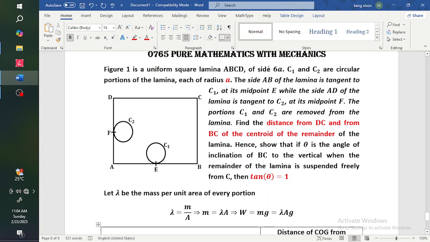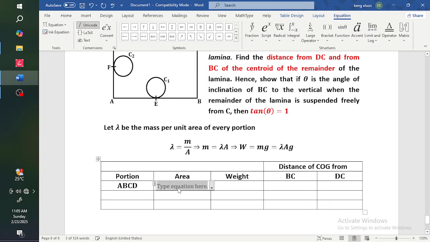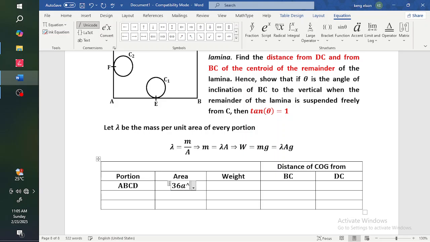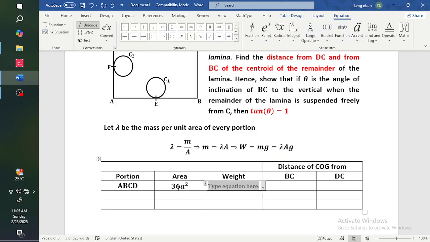The side was given to us as 6A. So the area is going to be 36A squared when you multiply 6A with 6A. What is the weight? It is lambda AG. So you are going to have 36 lambda A squared G, or 36A squared lambda G, any of them.